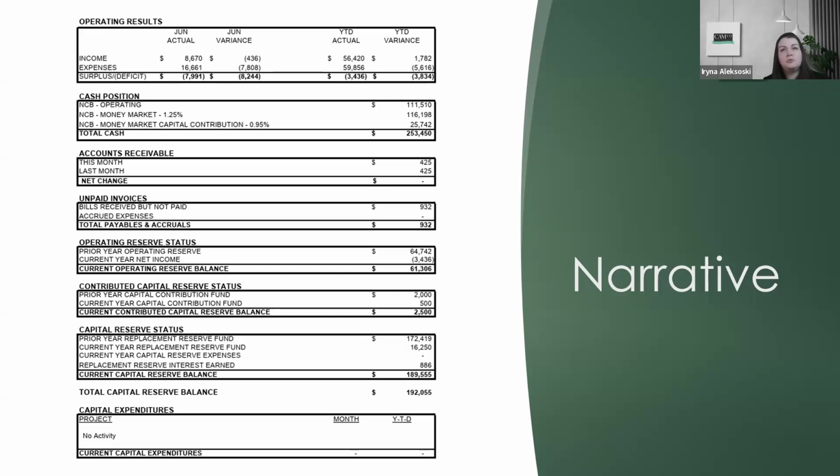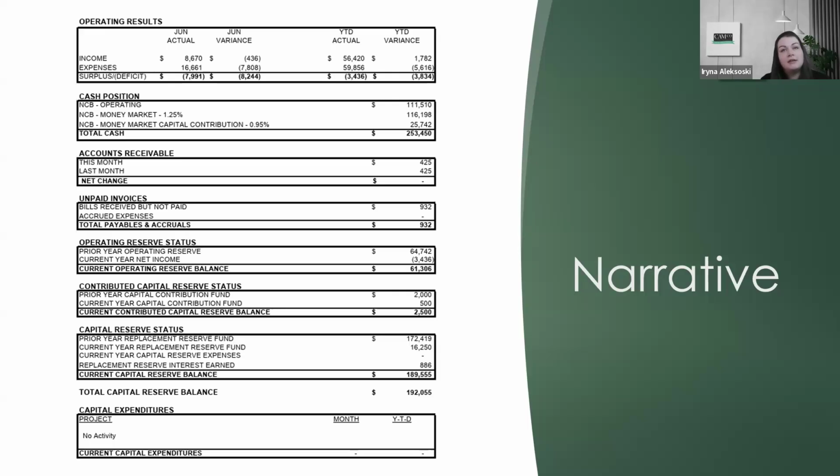Moving down into the cash position, this section is going to list out all of your bank accounts and the balances in those bank accounts at month end. This piece I'm going to talk a little more in depth about once we get to the interest income part of the presentation. But these are basically your bank balances at all institutions.